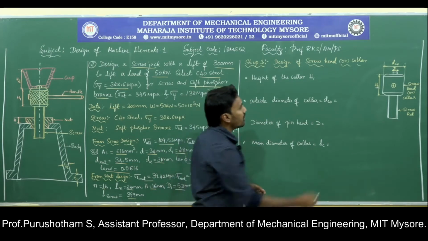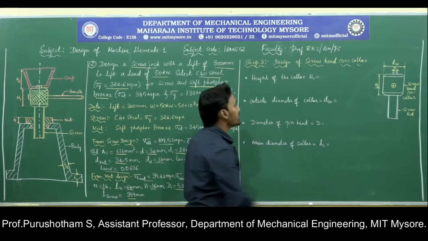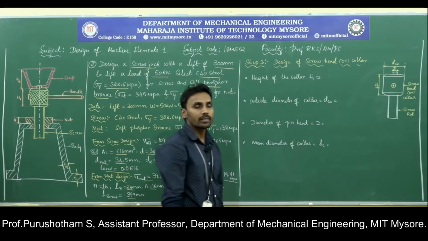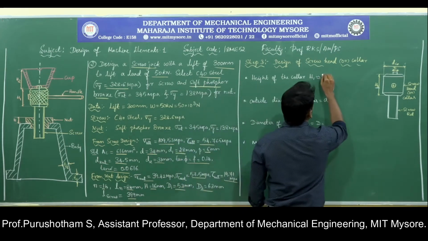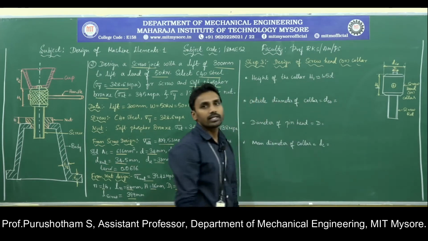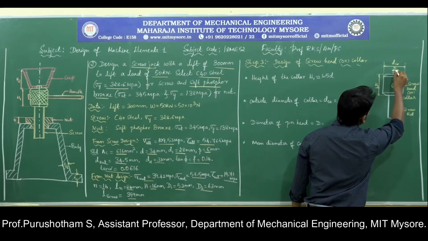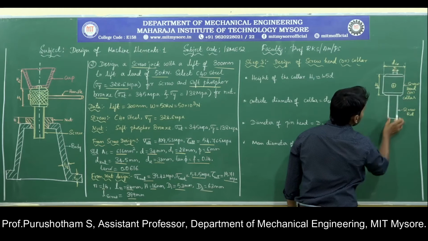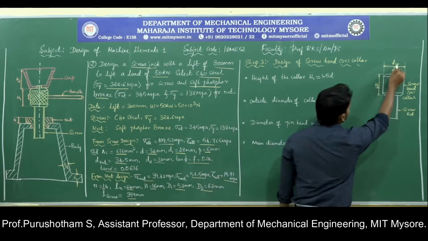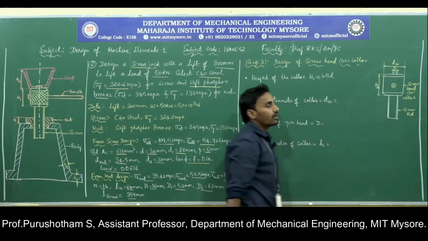Now the height of the collar is approximately equal to 1.5 times D. That is the value of H1. DC0 and D, all these are with respect to the screw rod. That means we are going to calculate H1, DC0 and D in proportion to the values of the screw rod.